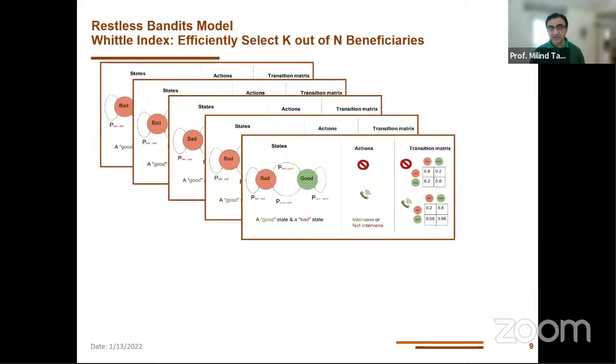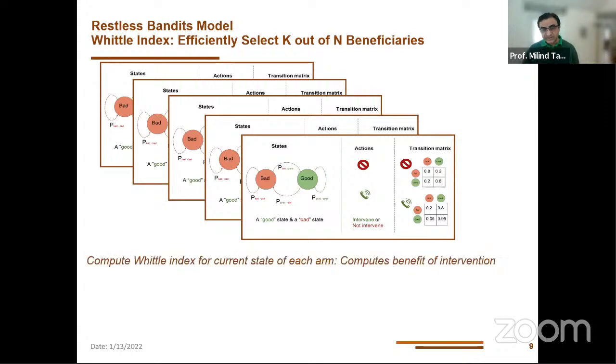So in reality, we have hundreds of thousands of these arms. So we have a very large number of these MDPs. And we have to choose a small number of these arms to pull, a small number to give service calls to. Now, solving this problem in all its entirety with all these Markov decision problems is extremely difficult. The problem is known to be PSPACE-hard.